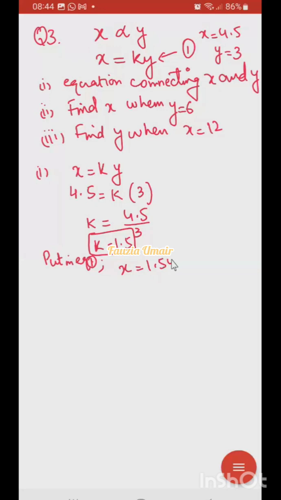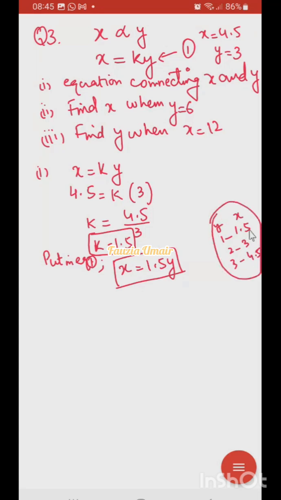What does this mean? It means that whatever is the value of y, x is 1.5 times that value. Like if y is 1, x would be 1.5. If y is 2, x would be 1.5 multiplied by 2. What is double of 1.5? It's 3, right? So if y is 3, x is 4.5. This equation is now telling us the relation between x and y. Okay?